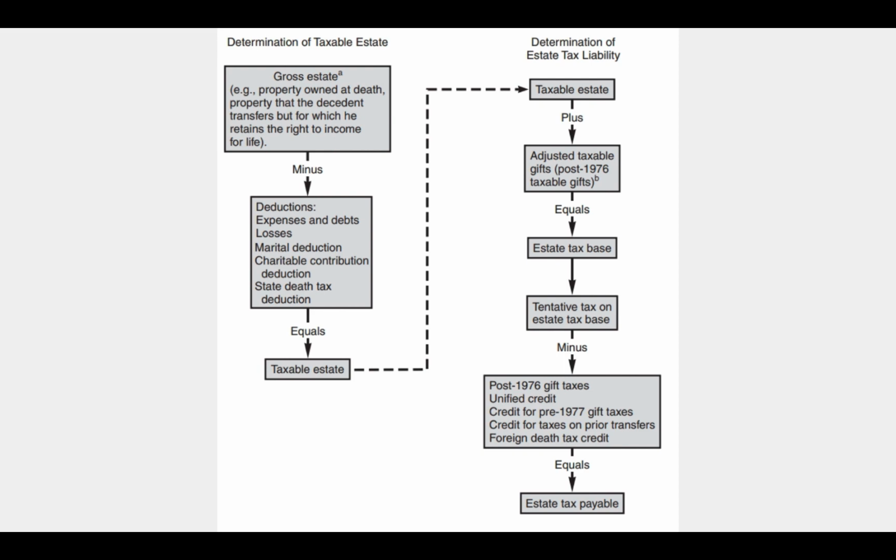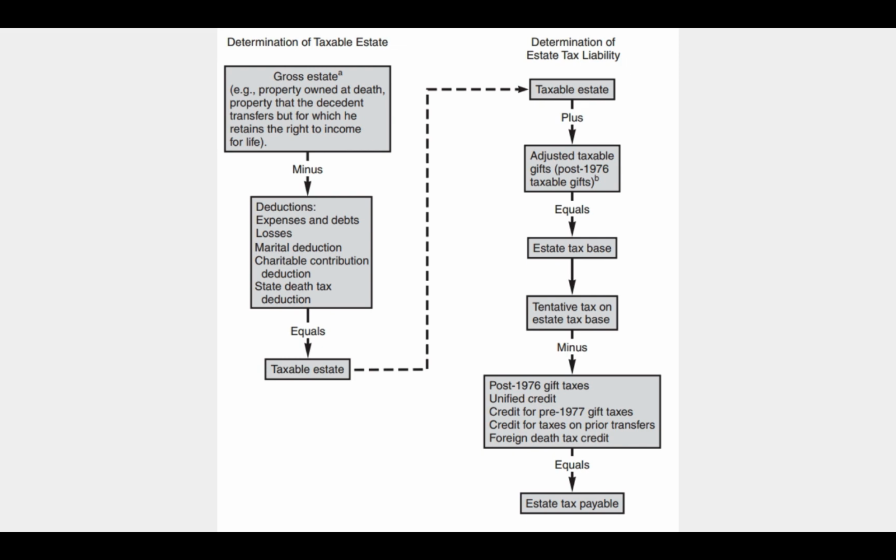So again, we saw this at the beginning of the chapter. I'm going to show it again. So we start by calculating gross estate, and we went through what is and is not included there. Then we get to subtract deductions. Remember, those were expenses and debts, losses, the marital deduction, the charitable contribution deduction, the state death tax deduction. That's the taxable estate. There we add back any taxable gifts, post-1976 taxable gifts, to get the estate tax base.